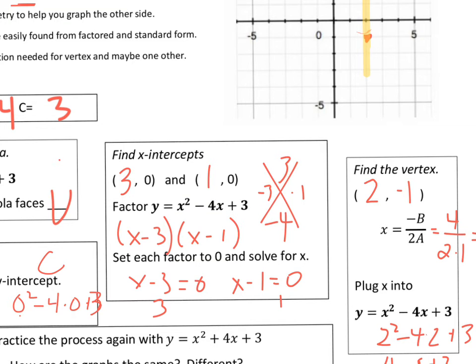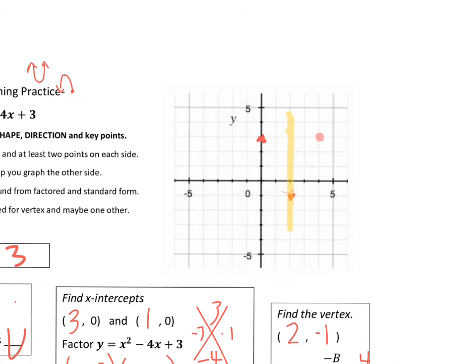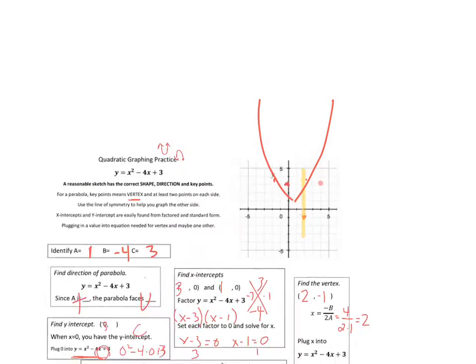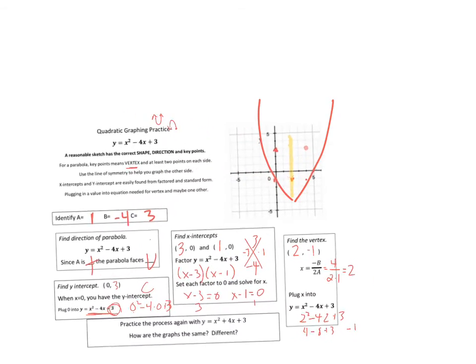We add that back to our graph. Here's 1. Let me make sure I get the right pen. 1 and 3, and here we have our parabola. A reasonable sketch, way more work than a line.